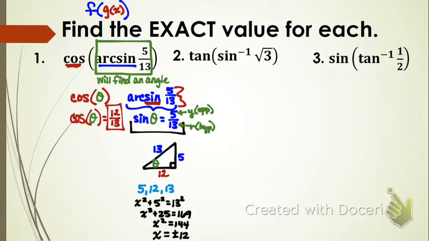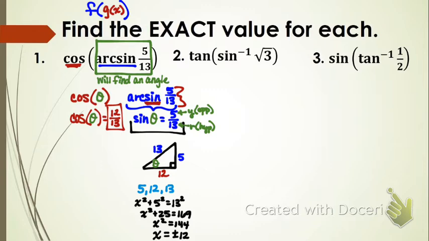So we take what's on the inside to figure out the side measurements of a right triangle, and then we find the missing side, and then we use that. If what's on the very inside is an inverse function, arcsine, arccos, arctan, we're going to use that to figure out the sides of our triangle. Then we'll find the ratio that it gives me on the outside. In this case, it was cosine.